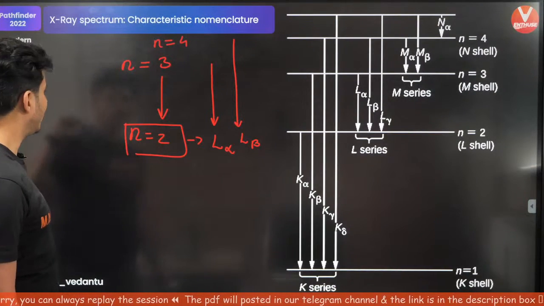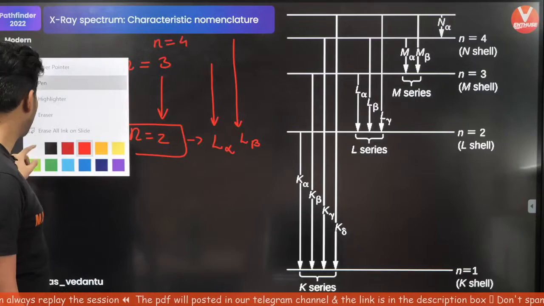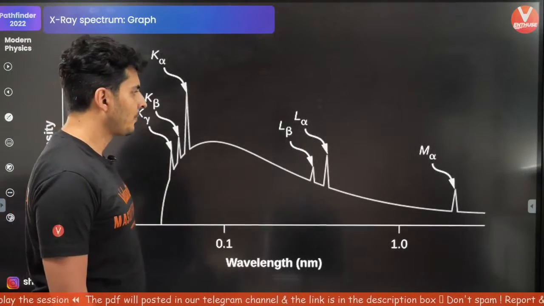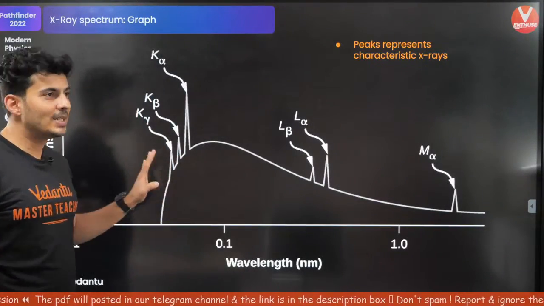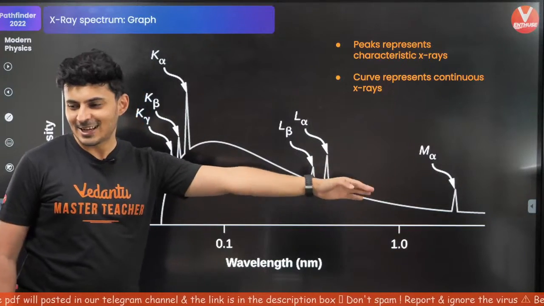Interesting. Okay, so keep this in mind, guys. Very important nomenclature that you should know. So if you actually label these peaks, this is how it looks.